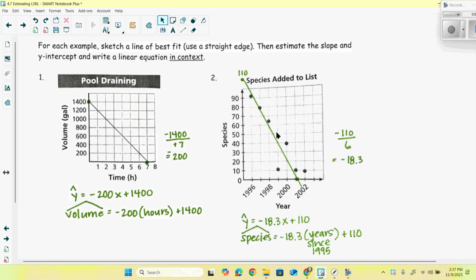Likewise, for this example, if we look here, species added to a list, we're assuming, I think we saw this somewhere, it's species that are endangered.